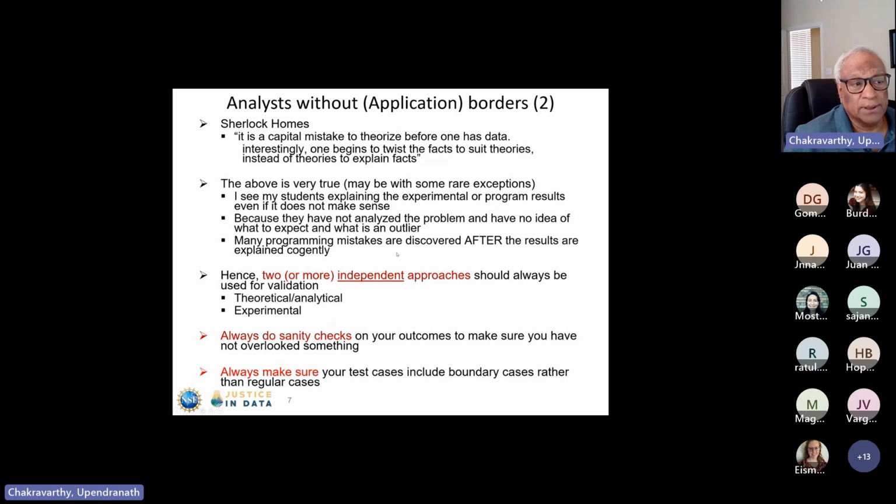Many programming mistakes are discovered after the results are explained or sometimes even published. That's why we need to worry about independent validation mechanisms. So hence, two or more independent approaches should always be used for validation. We try to use theoretical and analytical ways of figuring out what to expect and see whether they can be matched experimentally. Just using only one of them may not lead to the correct thing. Also, do sanity checks on your outcomes to make sure you have not overlooked anything. Always make sure your test cases include boundary cases.